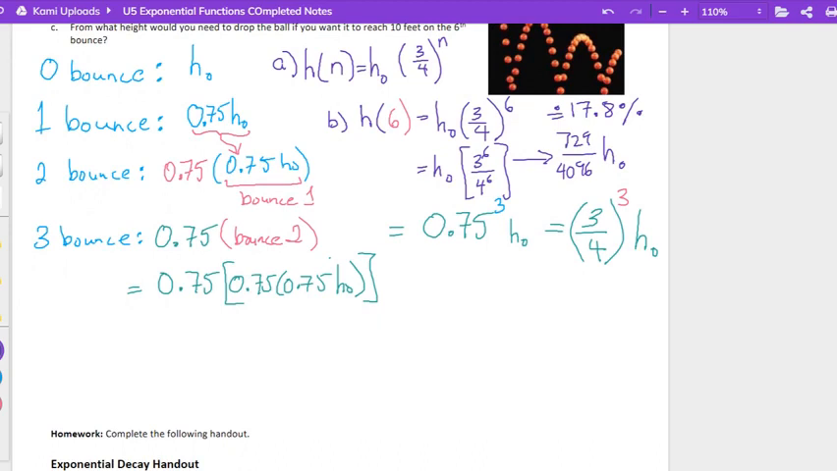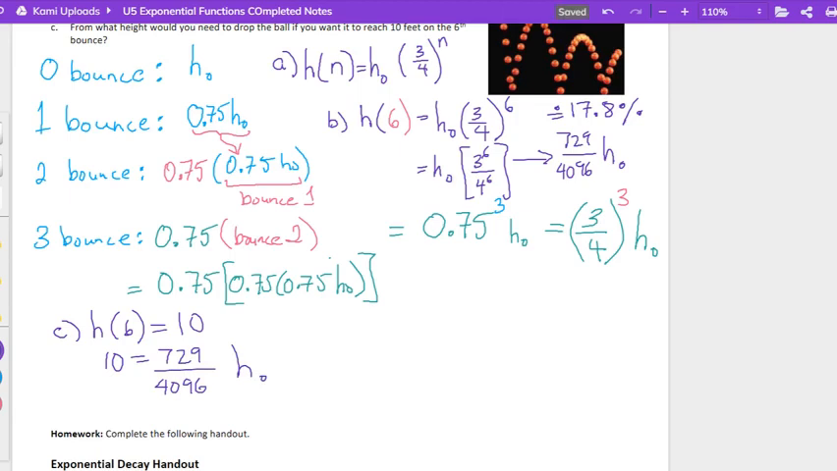The last question says, on the 6th bounce, I want the ball to go 10 feet high. So question C says I want h of 6 to be equal to 10 feet. So how high does it originally have to bounce? Well, let's use the work that we've done in question B. Let's say that 10 equals 729 over 4,096 h naught.